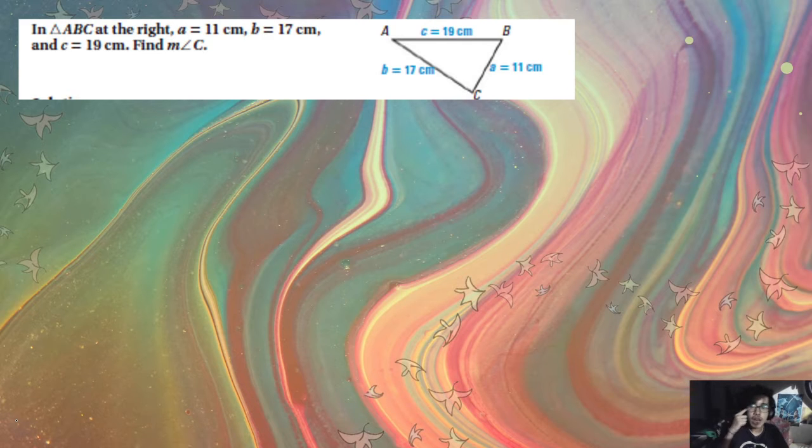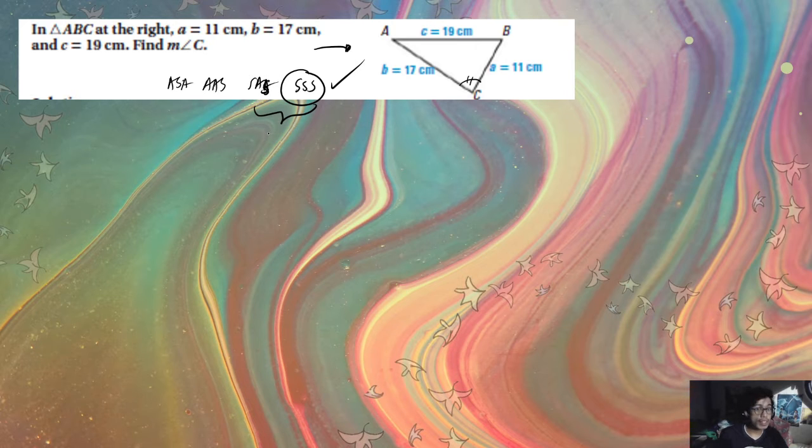problems. Given the model on the right, we have A equal to 11 centimeters, B equal to 17 centimeters, and C equal to 19 centimeters. We need to find the value of angle C. Based on this triangle, what type of triangle is it? Is it an ASA, an AAS, an SAS, or an SSS triangle? Just by looking at the sides, we already know that this is an SSS triangle.